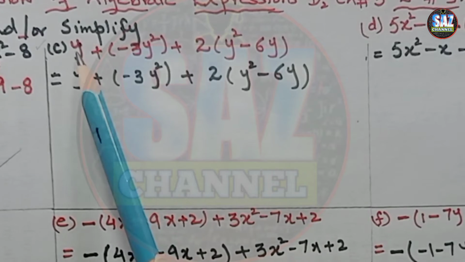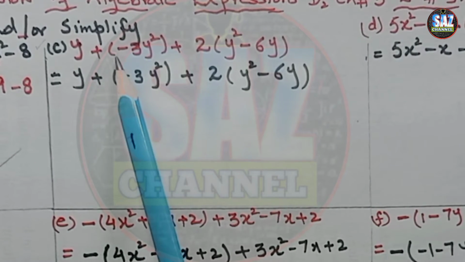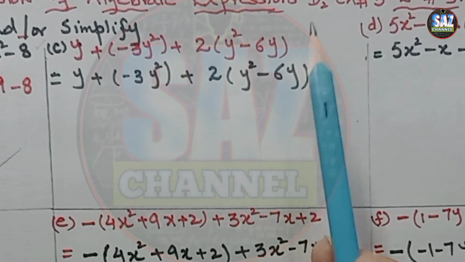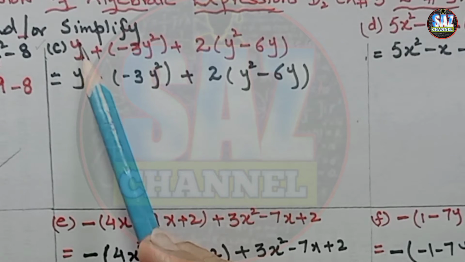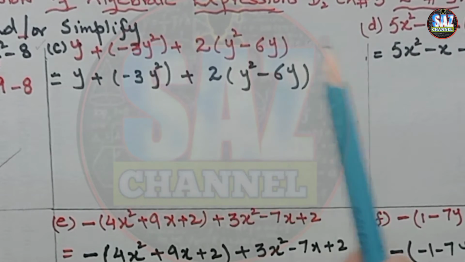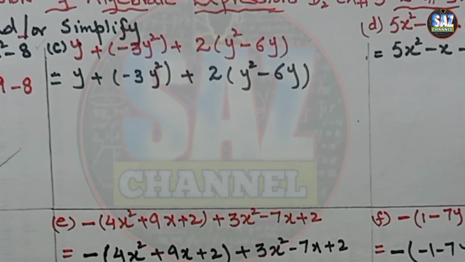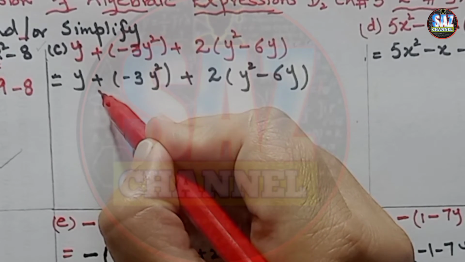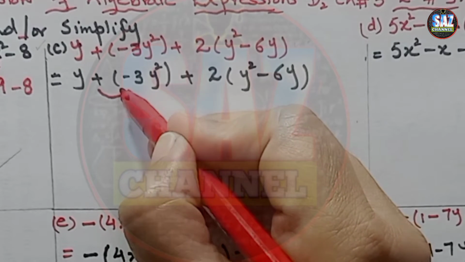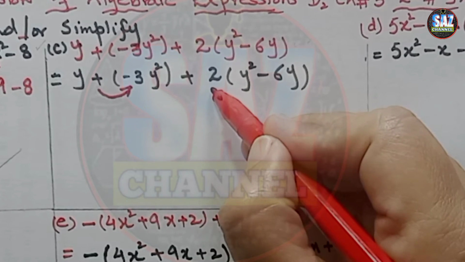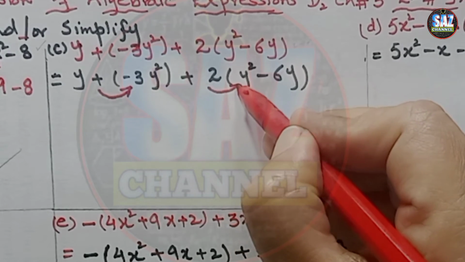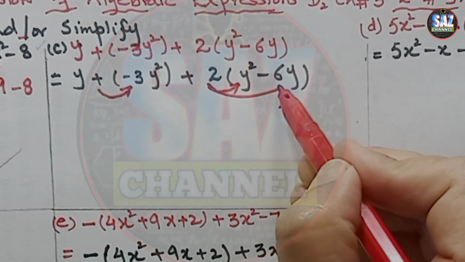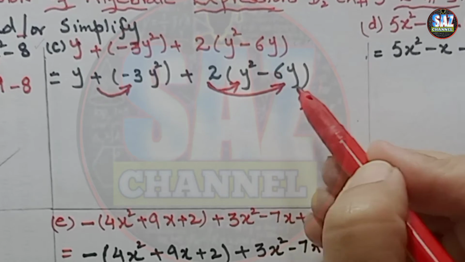C part says y plus, then we have to put the bracket, minus 3y square plus 2 into y square minus 6y. It's always good to rewrite the question and compare it with the original question. Then we need to first simplify the two places of this question. Here we have to apply the rule of integers of signs, and again here we have to apply the distributive property. We have to remove the bracket, that we have to multiply the number which is outside this bracket with every term inside the bracket.